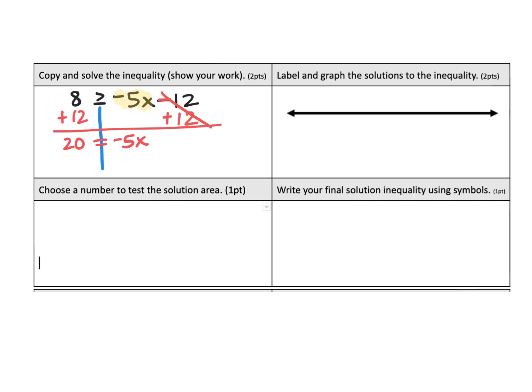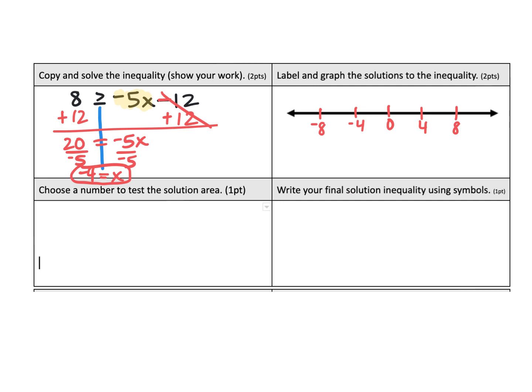I've got one more step. I'm going to divide by negative 5. Okay, if I do that, I end up with a negative 4 for kind of my special number. So that's really the first number that works, negative 4. So I'm going to come over to my number line. Maybe I'll put 0 here. Here's negative 4, positive 4, negative 8, positive 8.